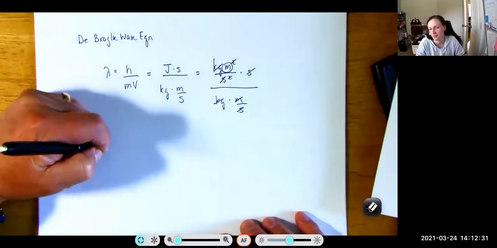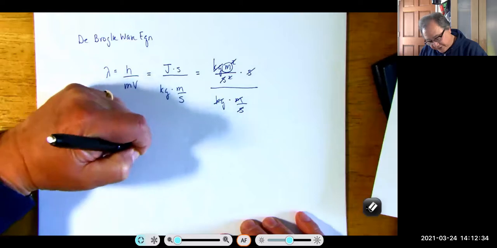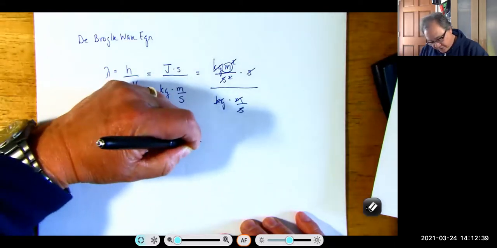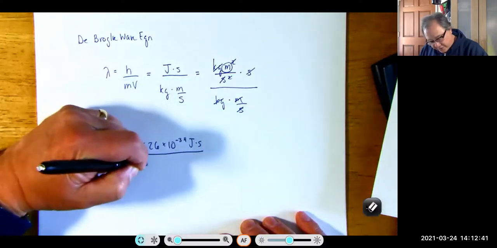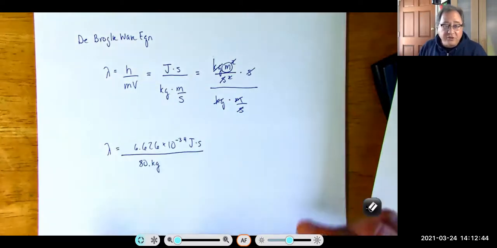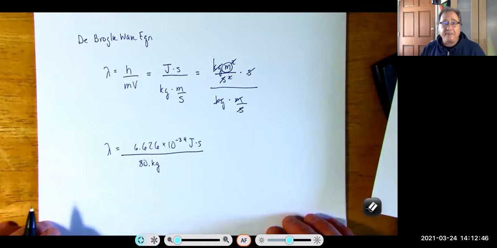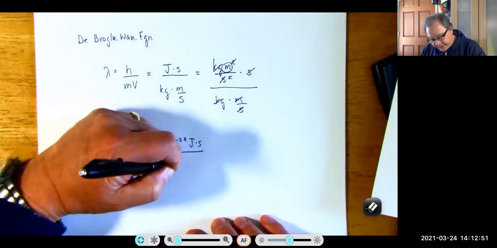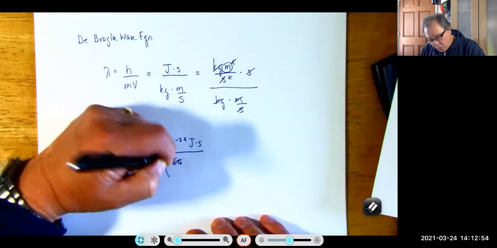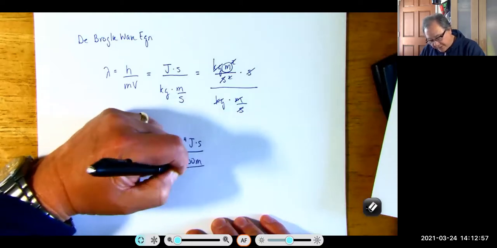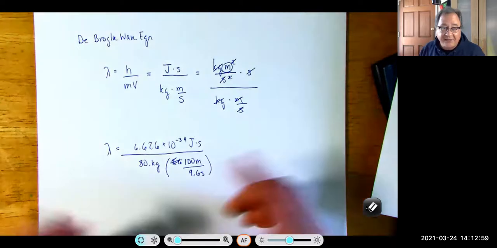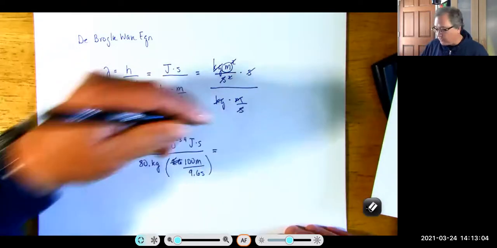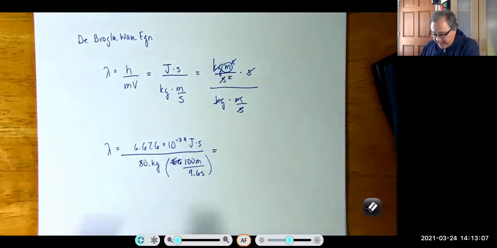Right. So we're going to use 6.626 times 10 to the minus 34 joule seconds. We're going to use 80 kilograms and pretend that they're two significant figures on the mass, okay? Okay. And for the speed, we're going to use, oh, excuse me, 100 meters over 9.6 seconds. Does that sound like a velocity? Yeah. Okay. So let's find out what sort of wavelength this gentleman has.